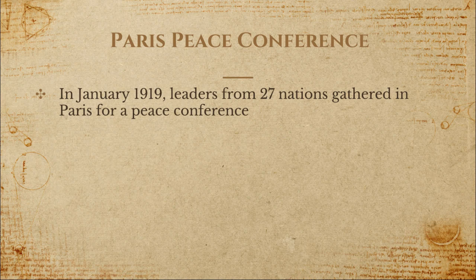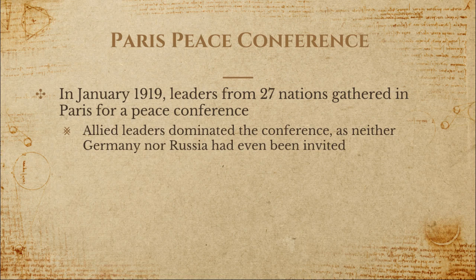Now, in January of 1919, the leaders from 27 nations would gather in Paris for a peace conference, and the Allied leaders, or the former Allied leaders, would dominate this conference because neither Germany nor Russia had even been invited, which really set the tone for how these peace plans were going to be designed.